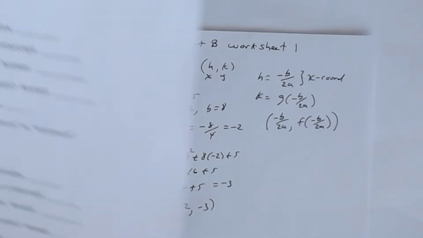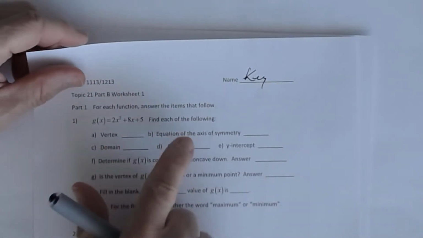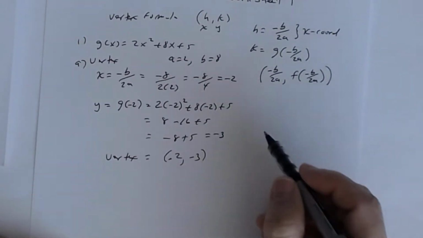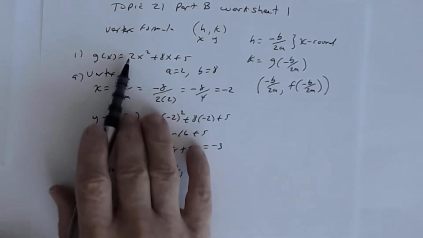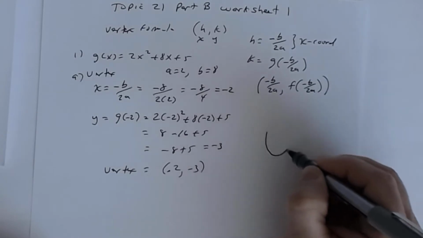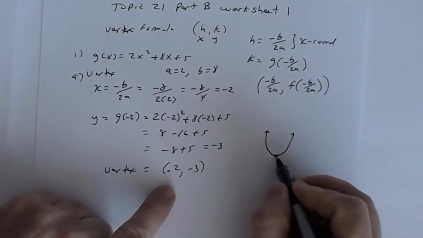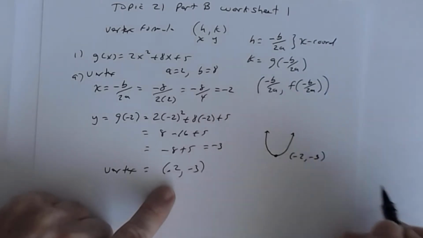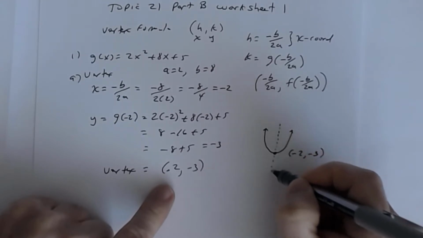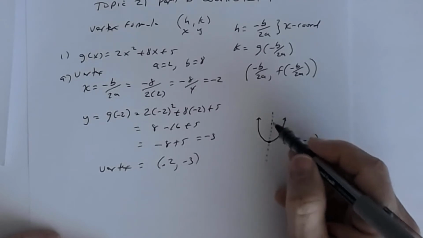Now, once you find your vertex, you know right away your axis of symmetry. So let's think about this. In your mind, remember, if a is positive, your parabola is opening up. It's concave up. So in your mind, you know you have something like this, okay? You now know the vertex. The vertex is negative 2, negative 3. And your axis of symmetry goes through the vertex. So it's a vertical line that goes through the vertex.